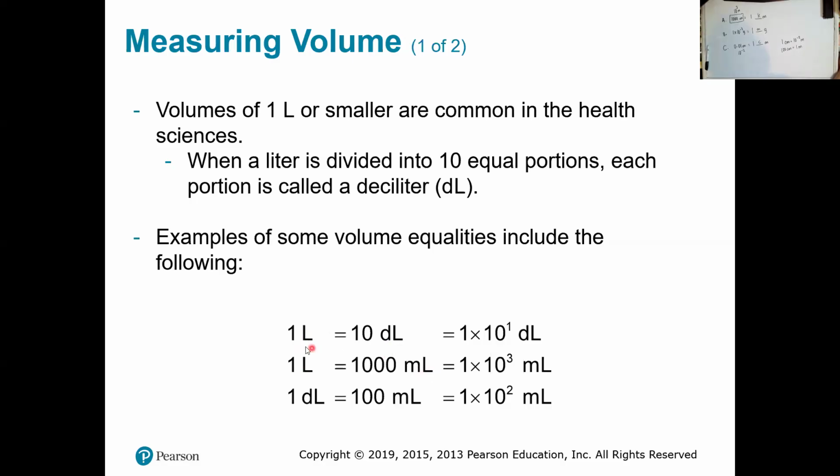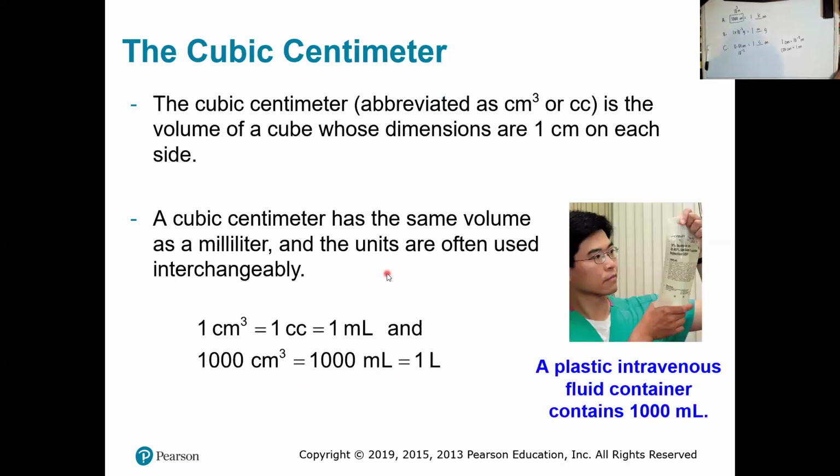Okay. So if you take a liter and divide it up into 10, each of those units is going to be a deciliter. There are 10 deciliters in 1 liter. And then for your milliliter, there are 1,000 of those milliliters in 1 liter. And then we have a very common unit, the cubic centimeter. This is especially in the health field, where you have to be familiar with the cubic centimeter.